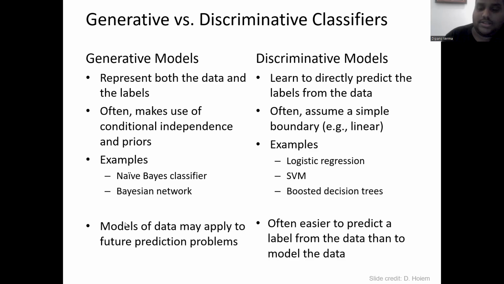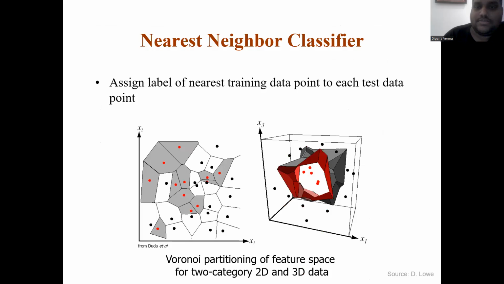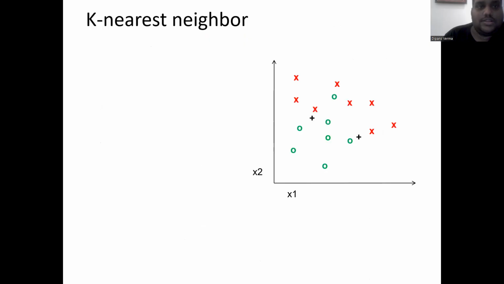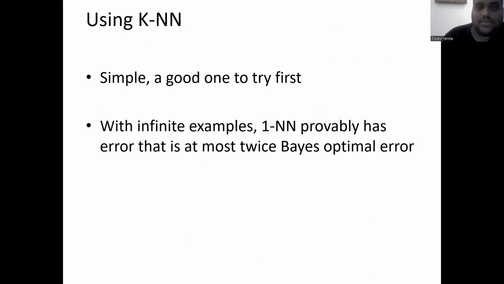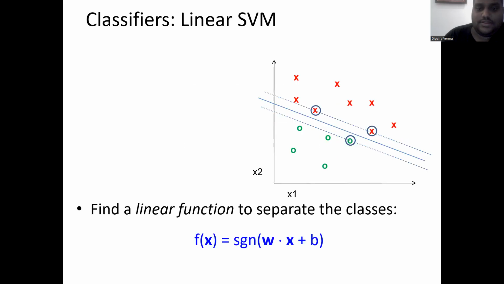I hope everybody is getting it clear. Assign a vector to two or more classes; the decision rule divides the space into decision regions separated by a decision boundary, right? Assign the label of the nearest training data points to the test data, right? Okay, so k nearest neighbor you can consider like this. Simple, a good one to try first. So I think till here we can stop. Five nearest neighbor, three nearest neighbor, one nearest neighbor, right? K nearest neighbor, fine.